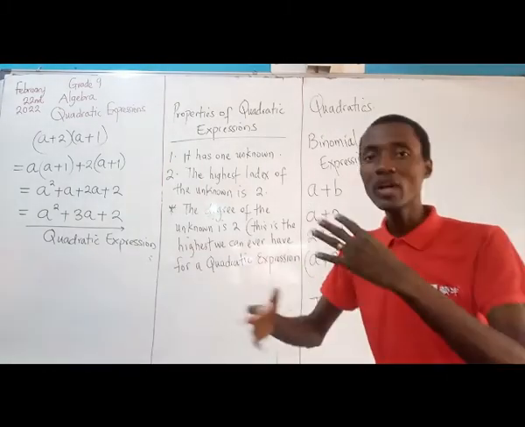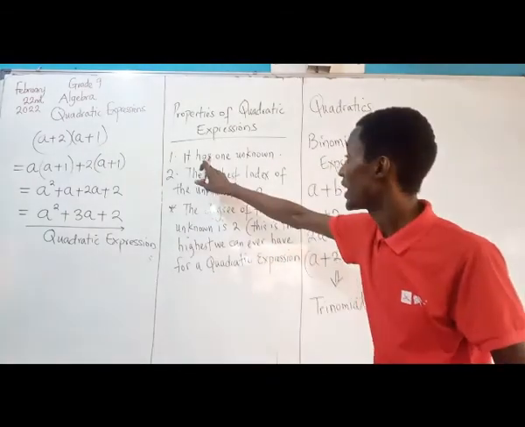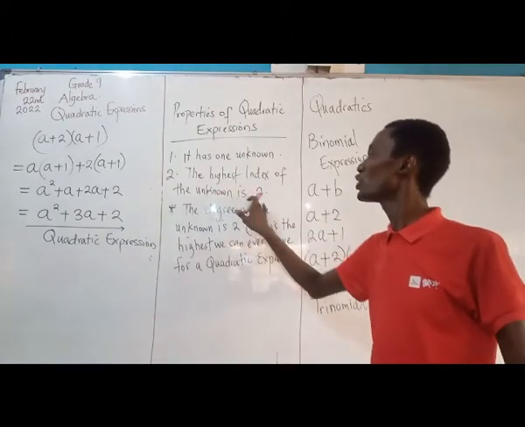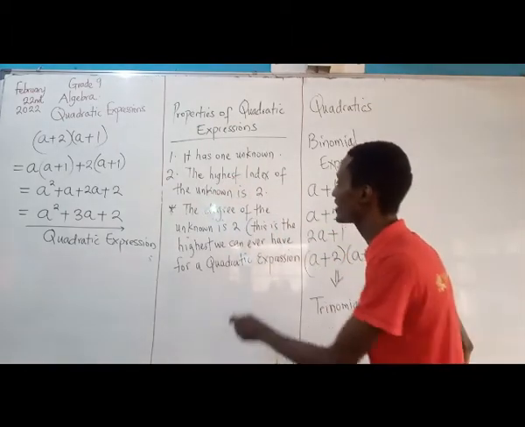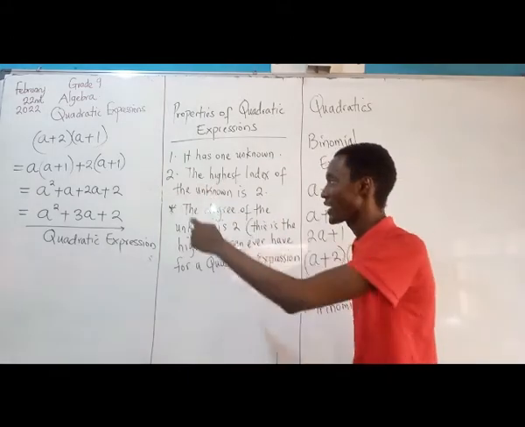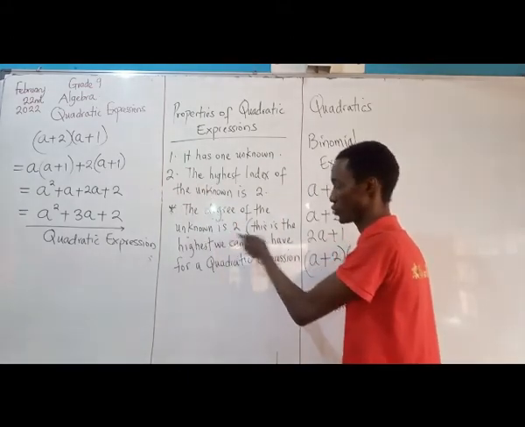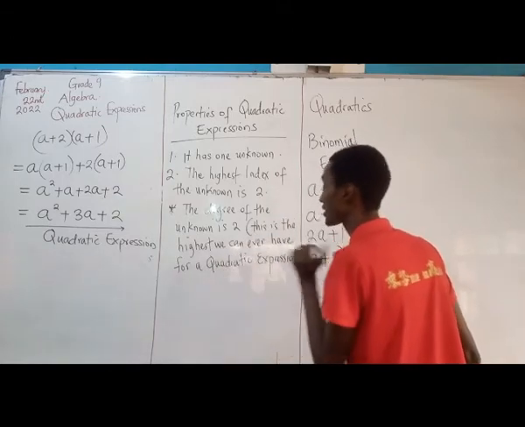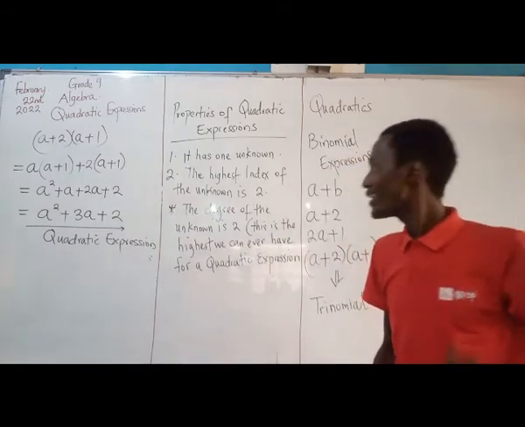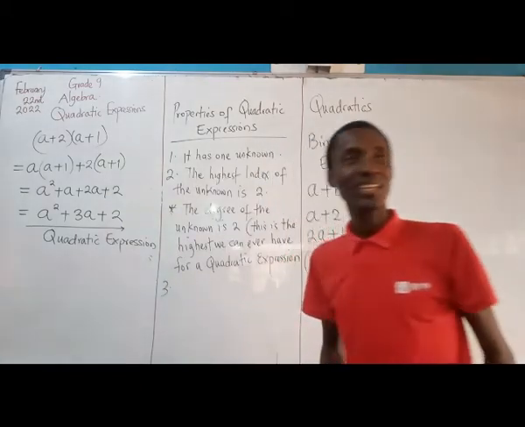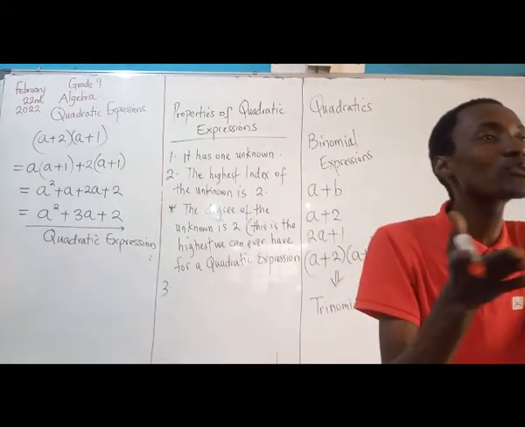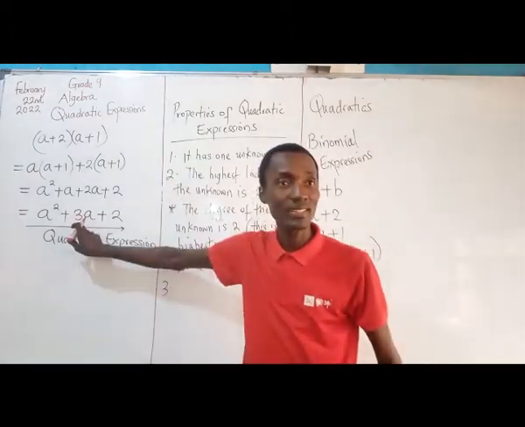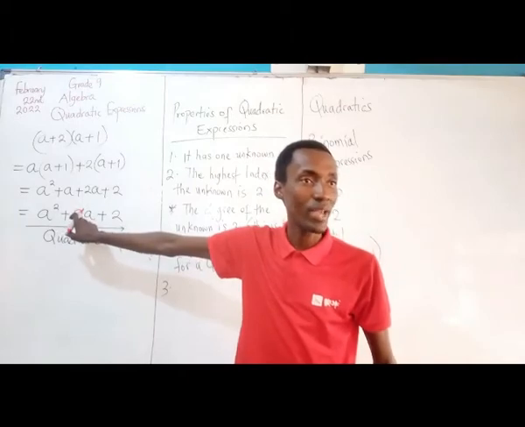So we look at the key ideas we've gotten now. Number 1, it has one unknown. 2, the highest index of the unknown is 2, and I said that this index or power is the degree of the unknown. This is the highest we can ever have for a quadratic expression. Now, number 3, it is obtained by multiplying 2 binomials. As we saw here, we multiply 2 binomials and we obtain that.